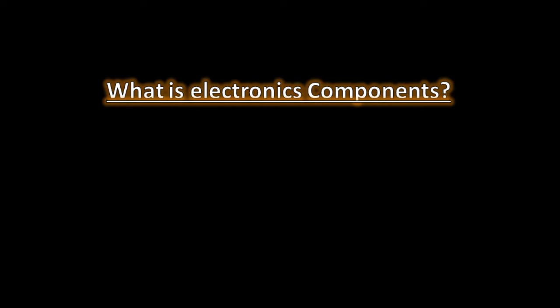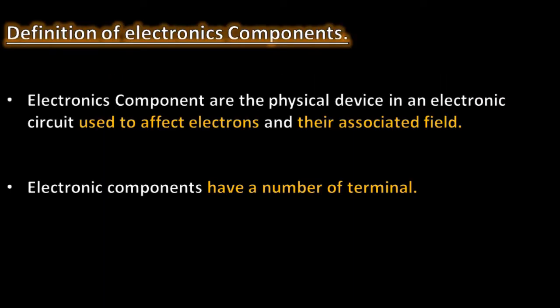So what are electronics components? Electronics components are the physical devices in an electronic circuit used to affect electrons and their associated field. Electronics components have a number of terminals. These terminals are used to connect other electrical components with wire to create an electric circuit for a particular function like amplifier, oscillator, etc.